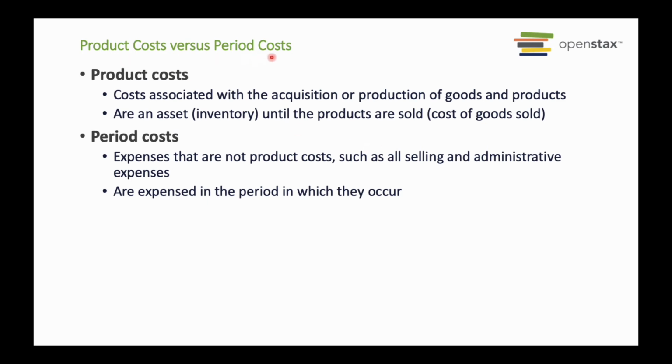Product costs versus period costs. Product costs are costs that are associated with the acquisition or production of goods and products. Product costs are an asset until the products are sold, when they are transferred to cost of goods sold. Period costs are expenses that are not product costs, such as selling and admin expenses, and they are expensed in the period in which they occur.